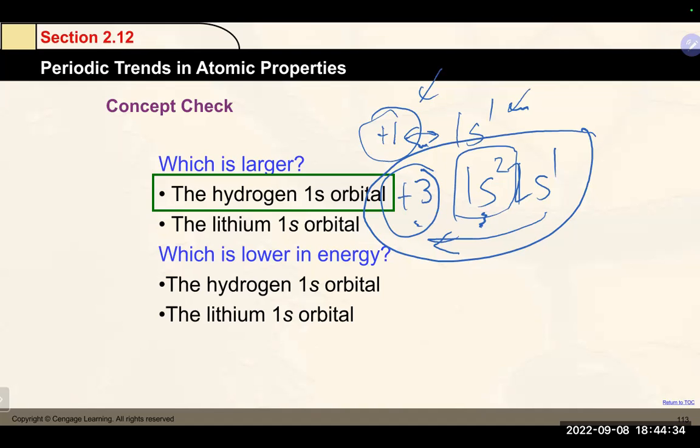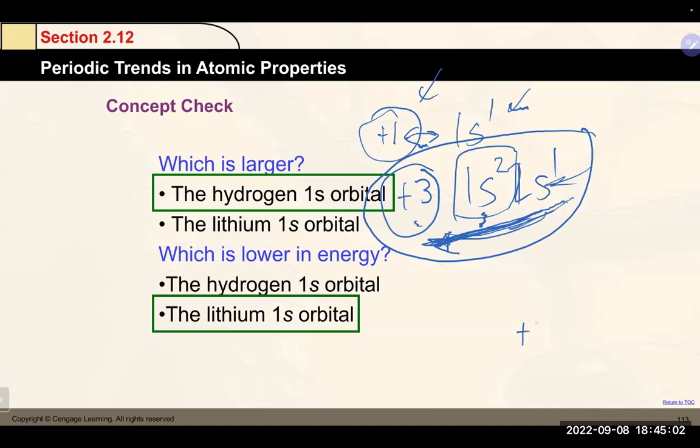The one that is lower in energy is actually the lithium one. I meant to say that for the energy. Because of this +3 charge, it has a higher effective nuclear charge. So it is going to pull that 2s orbital in. And obviously those 2 electrons that are right there in front of the +3 are going to be pulled closer to the nucleus in this case. So it would be the lithium 1s orbital.